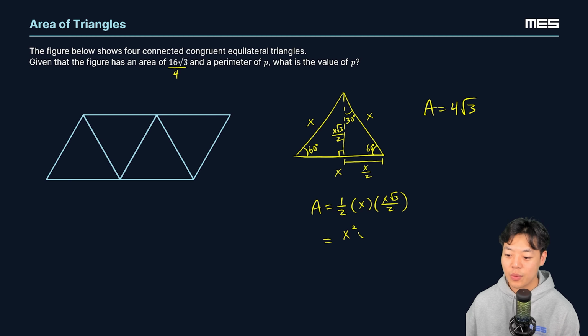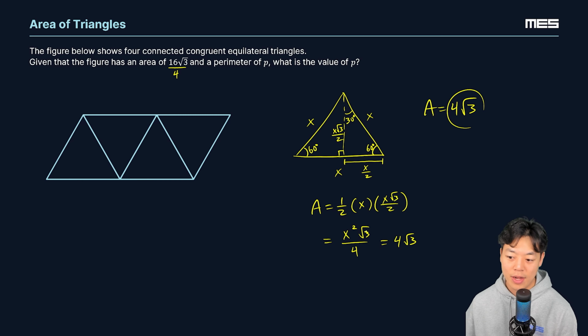That gives us x squared radical 3 over 4. We're given the area is equal to 4 radical 3. So you can see right off the bat, the radical 3's will cancel out on each side. Multiply both sides by 4. In other words, x squared will equal 4 times 4. So x will equal 4.